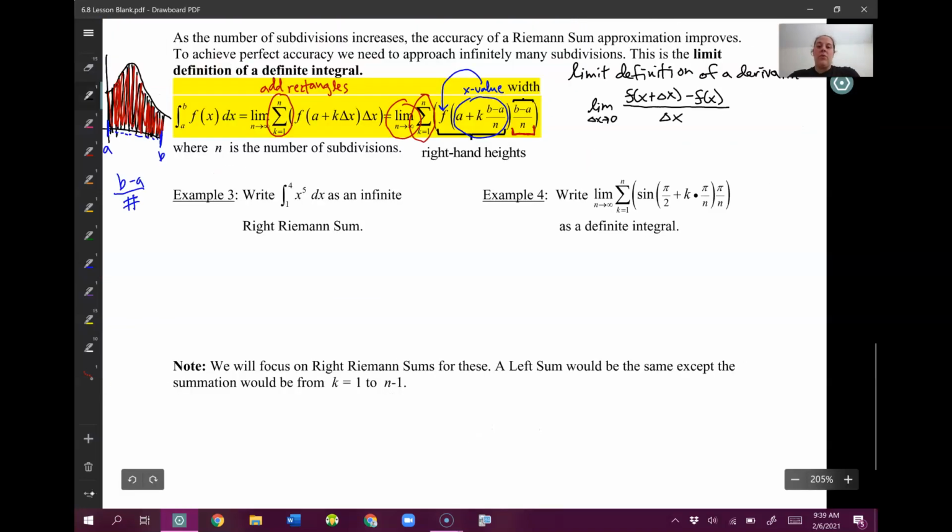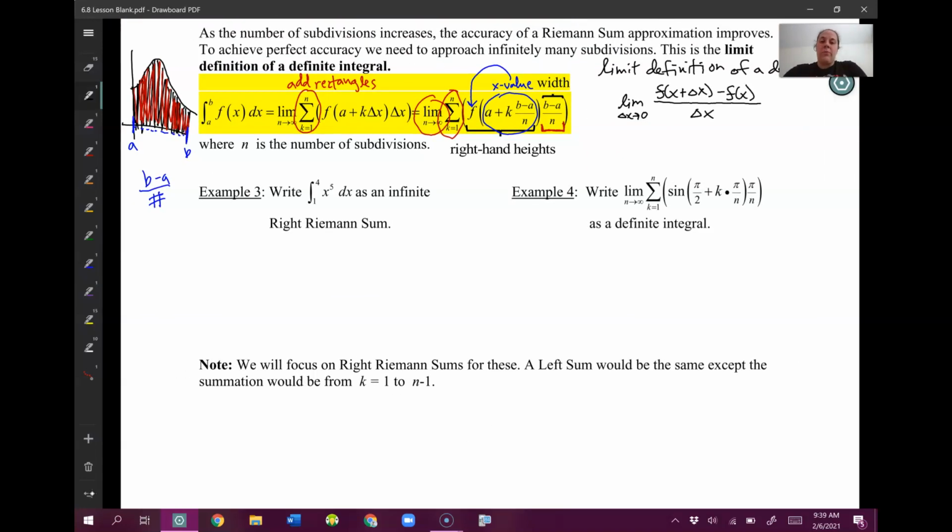Now, one other note really quickly, there's a typo in your workbook. This says we will focus on right Riemann sums. A left Riemann sum would be the same, except it would be k equals 0, not k equals 1. So the only difference is you'd have 0 here and n minus 1 there. So that's a left Riemann sum.